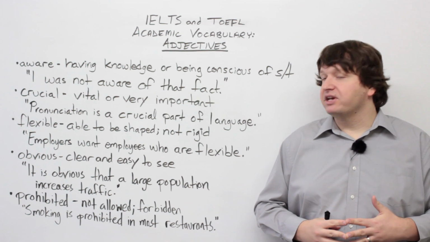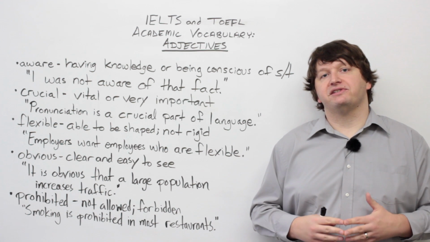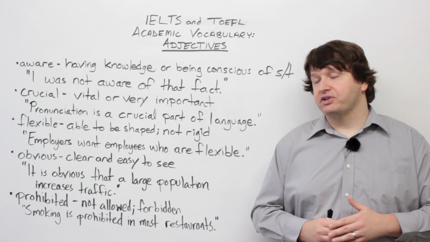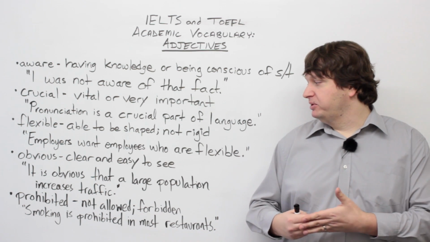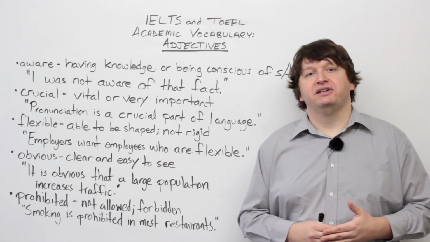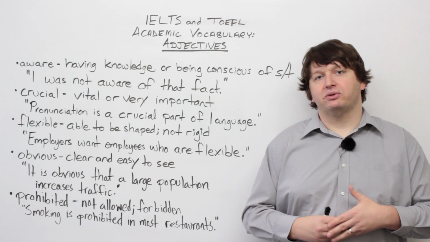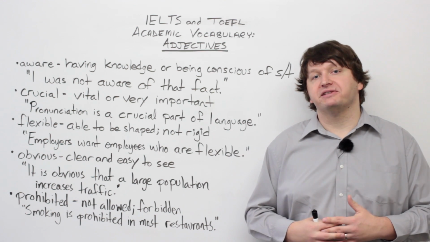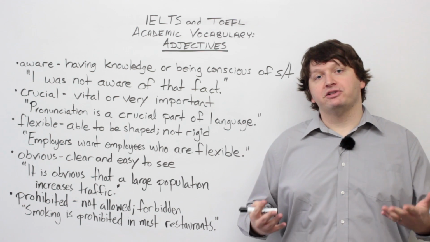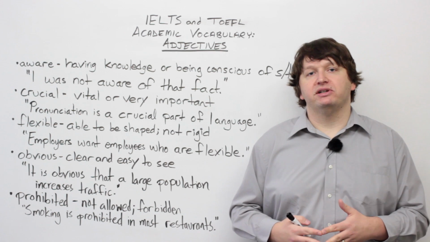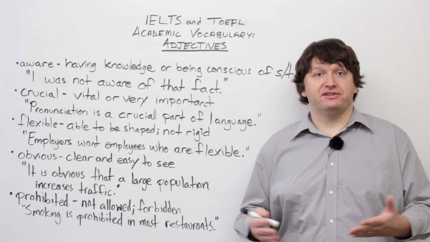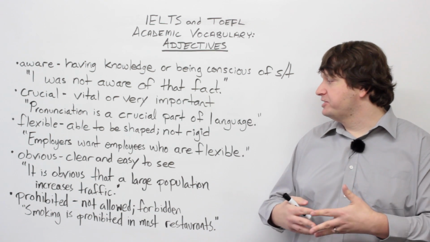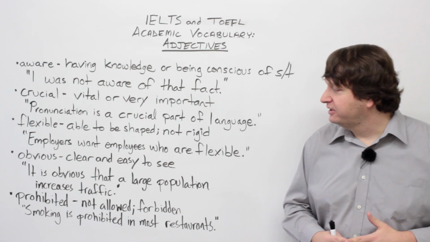The next word is obvious. If something is obvious, you might be familiar with this word. It's clear and easy to see. So it is obvious that a large population increases traffic. So in a city like Toronto or Hong Kong or any type of large metropolis or cosmopolitan area, you have large populations, and those large populations cause more traffic because you have more people, more cars. So it's obvious that large populations increase traffic.